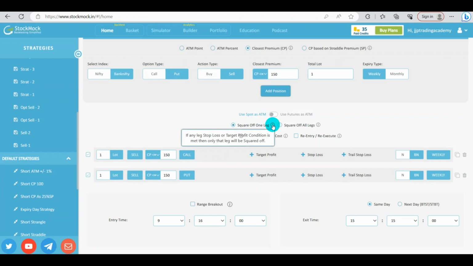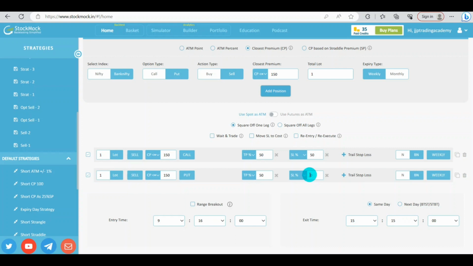Okay, so now we are going with a 150 below strike price, two positions we have right now, and square off one leg. This condition is useful if any leg's stop loss or target profit condition is met, then only that leg will be squared off. We can easily give the target here. So for the strike price we are going to give the target directly and do the backtest. I am giving the target price as 50% from the entry point, and the stop loss will also be 50%. I am just doing a small strategy so that you can analyze how the strategy backtest is working here.